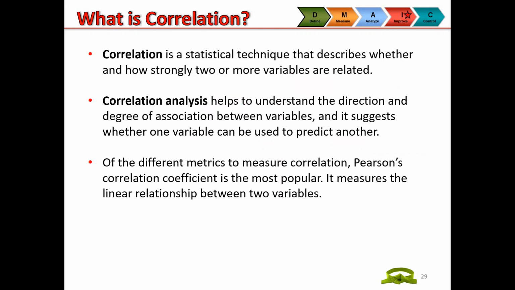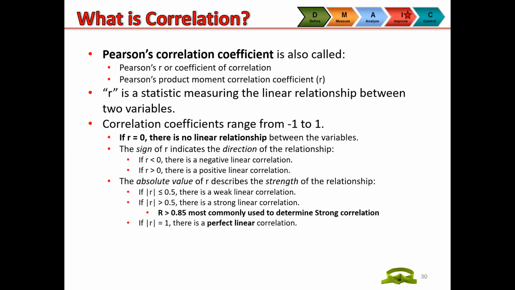The correlation is a statistical technique to describe how strongly 2 or more variables are related. We looked at age, the age of a person, and their salary. Is there a correlation between that with 10 pieces of data? And the analysis helps to understand direction and degree of association. Of the different metrics to measure correlation, Pearson's R is the most popular. And again, I want to reiterate, this is probably my favorite tool. I really enjoy it. I have fun with this one.